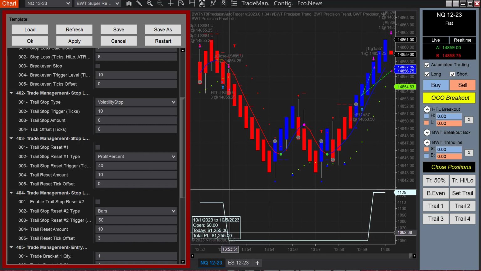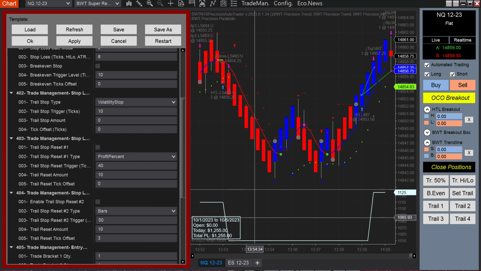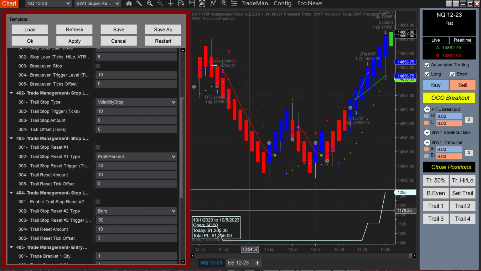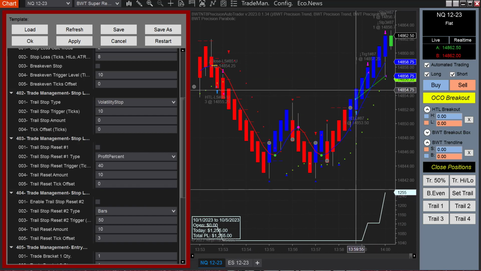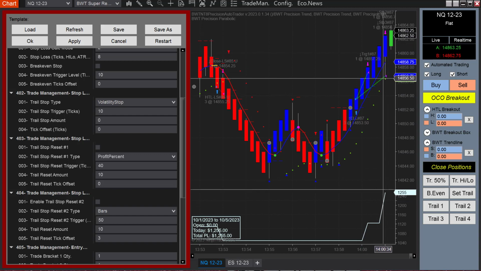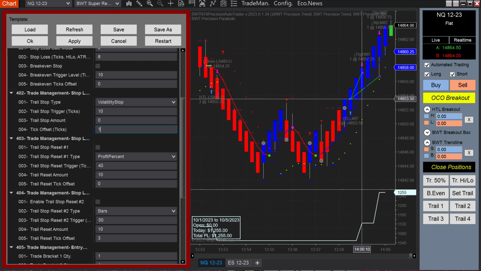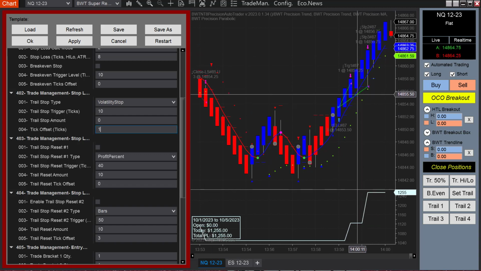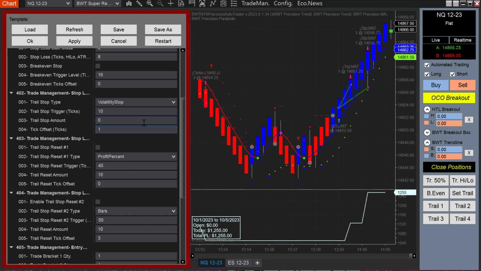So now it's up 12.55 for the day, but the equity high on this was about $2,000. As you can see here, it would have hit my target. I got stopped out a little too soon. So what you could do is, if I put the offset at 1 here, like this, it would be the volatility stop minus a tick. And had I done that, I wouldn't have got stopped out.